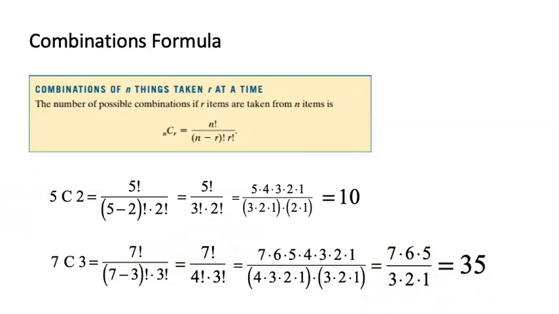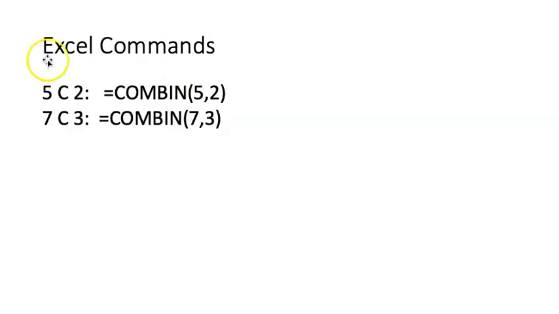Now, we can do this on Excel to save ourselves some work. So we've seen Pascal's triangle, we've seen listing them all, we've seen the formula. The Excel strategy is one other way to do these, and these numbers are going to get pretty large, so I do encourage you to make use of Excel. So if I want to use 5 choose 2, the Excel command is equals combin 5, 2. If I say 7 choose 3, the Excel command is equals combin 7, 3. So let's see, 5 choose 2, 7 choose 3.